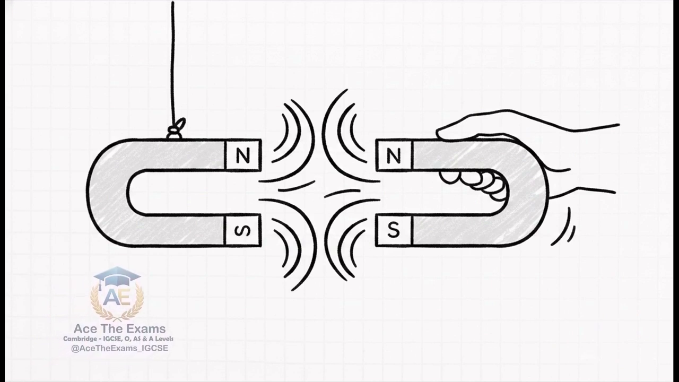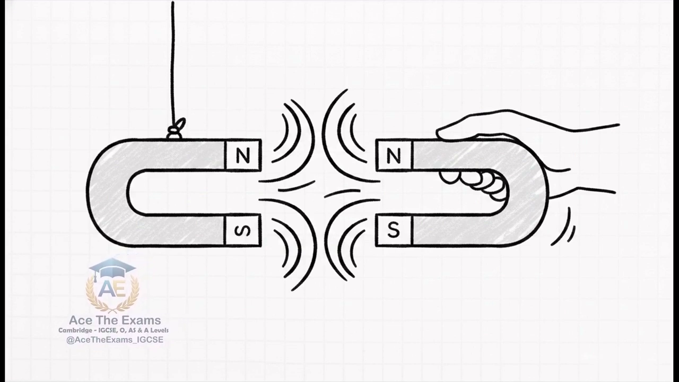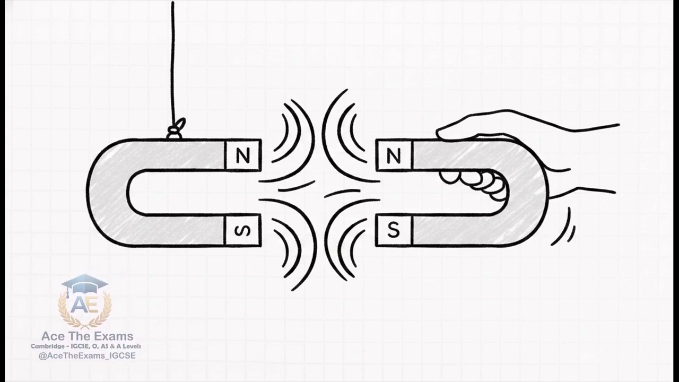magnetic field. Imagine a question asks you to explain the movement of a suspended magnet when another magnet is brought close to it. Let's execute the PEEL framework live. Point: the magnet moves away. Evidence: because the north pole of the handheld magnet is facing the north pole of the suspended magnet.